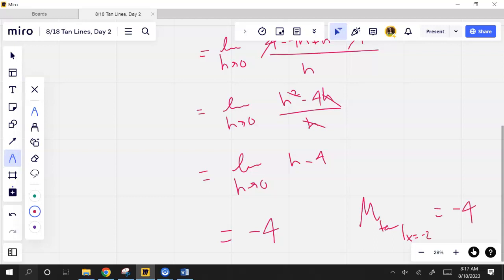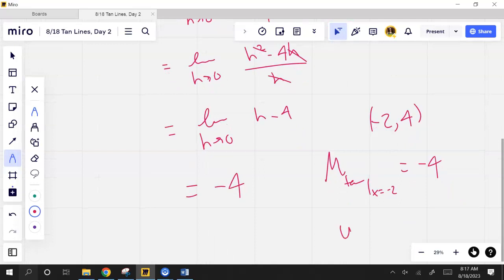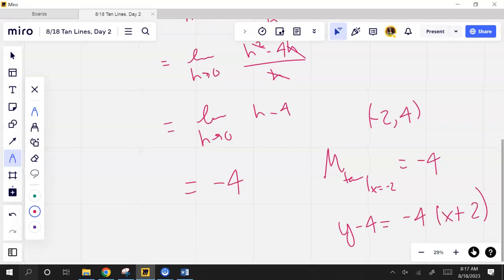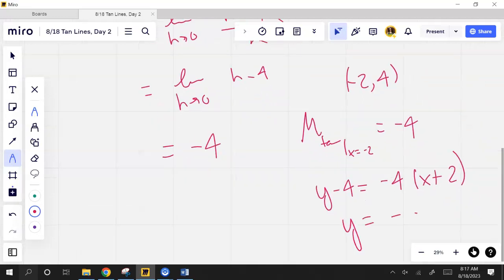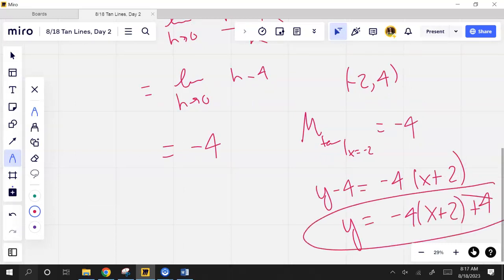And I know that that point I had, remember, was -2, 4. So now I just plug in point slope form. y minus 4 equals slope times x minus x1. And of course, you can go through and solve that for y. Just throw that 4 to the other side. It's that difference quotient formula. That's the hardest thing for me to remember.